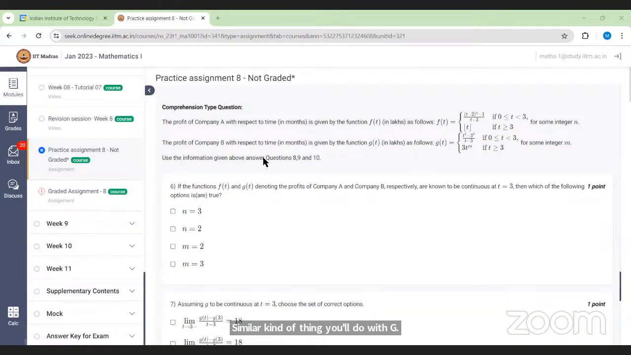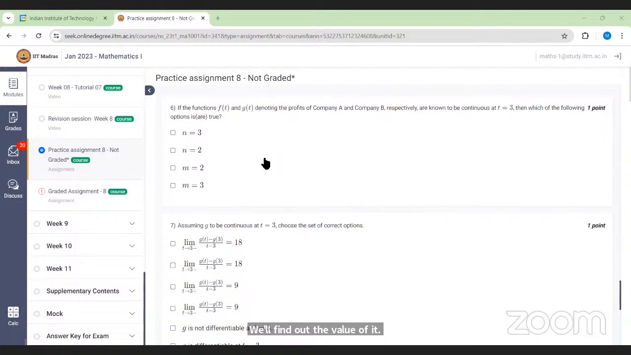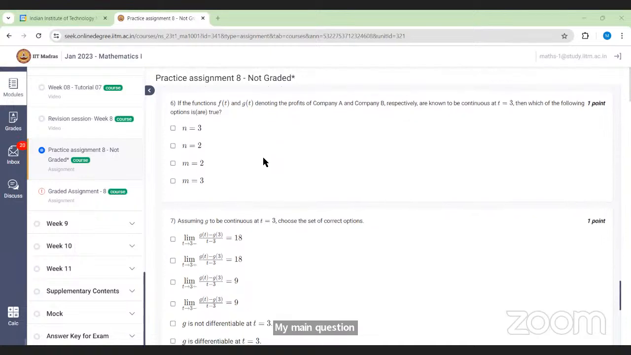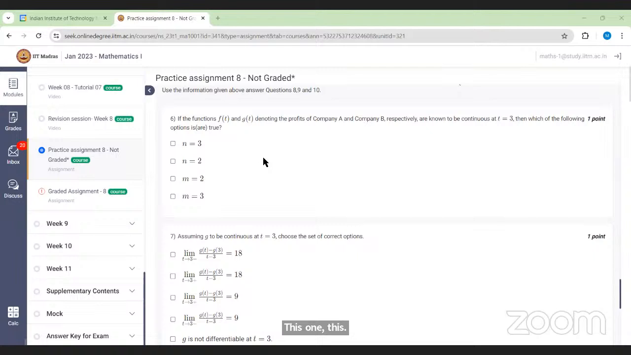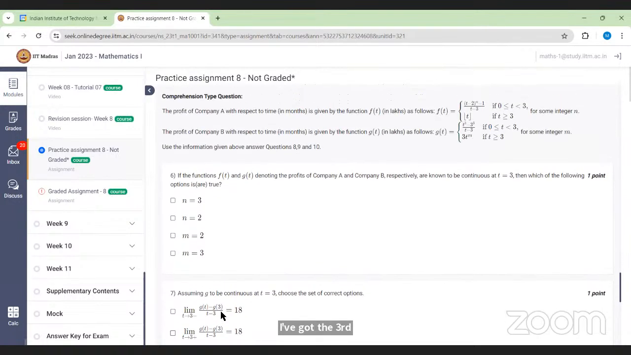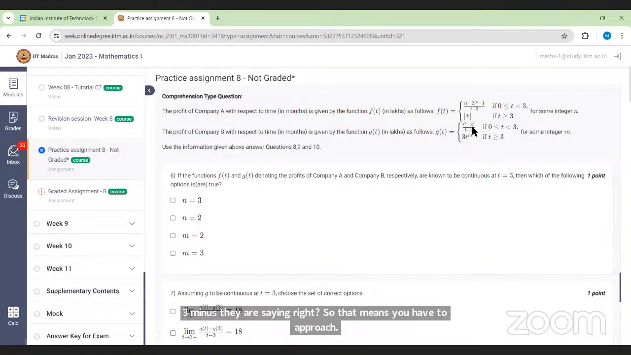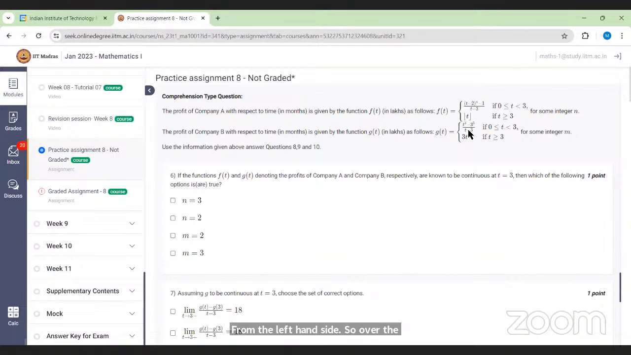Limit t tends to 3 minus. Ma'am, in question number 7, the fourth part. Fourth one, right? So 3 minus they are saying, right? That means you have to approach from the left-hand side, right? So the left-hand side is actually given via this rational function, (t cube minus 3 cube) upon (t minus 3), right? This is a rational function.